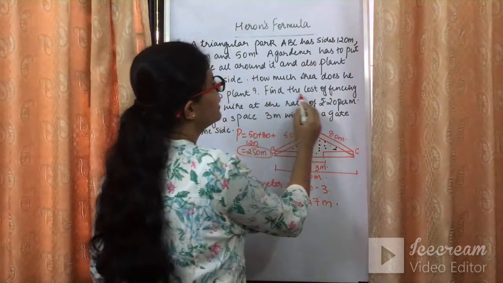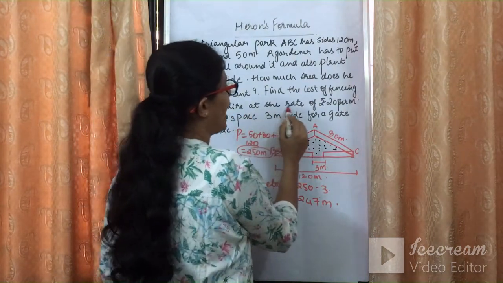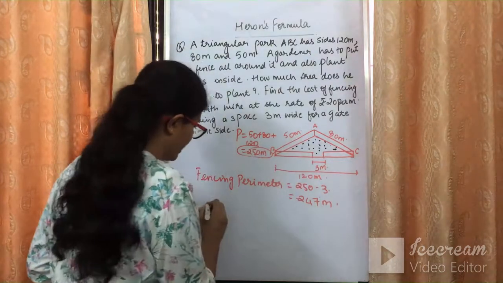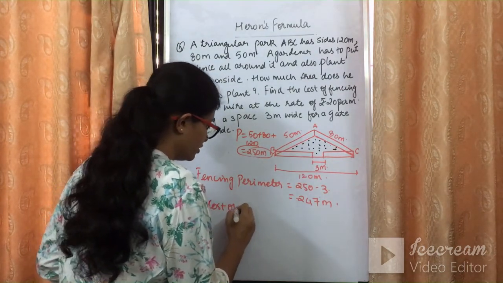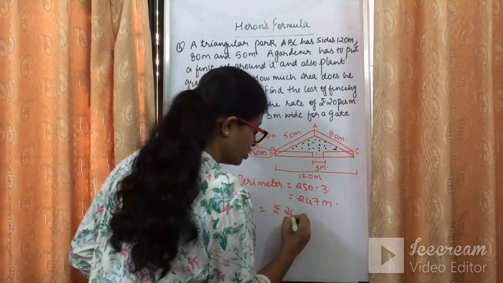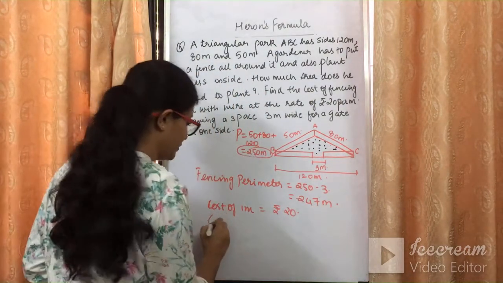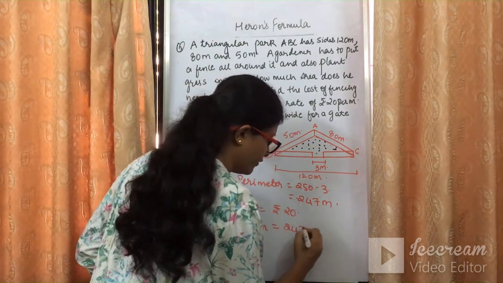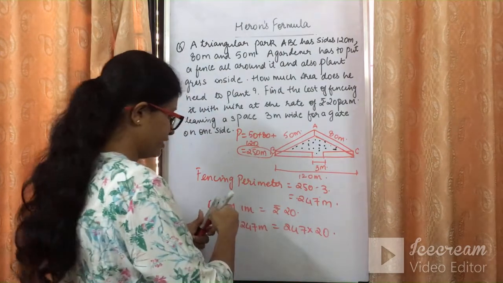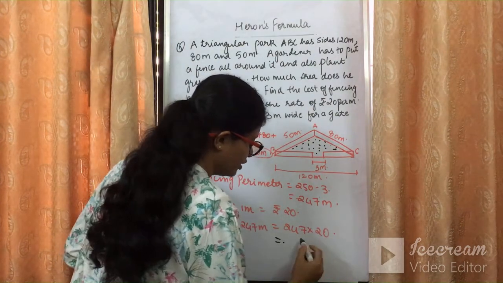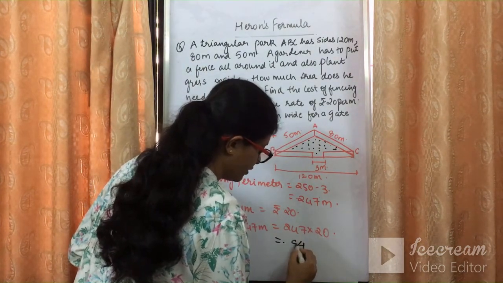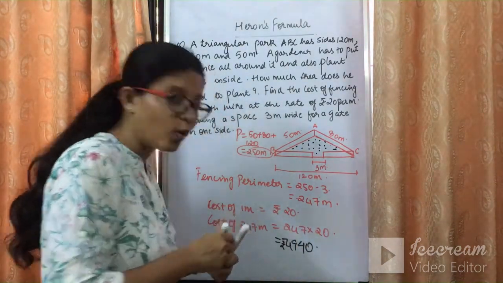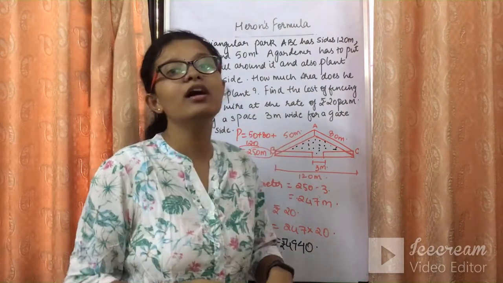And it is being given that find the cost of fencing it with a wire at the rate of 20 per meter. 1 मीटर fencing के लिए मेरे को कितना पैसा लग रहा है? 20 रुपए. So cost of 1 meter is rupees 20. So cost for 247 meters will be how much? Cost of 247 meters will be equal to 247 into 20 होगा, isn't it? Now we just need to multiply. So 4940 will be the cost required to fence the rectangular garden.